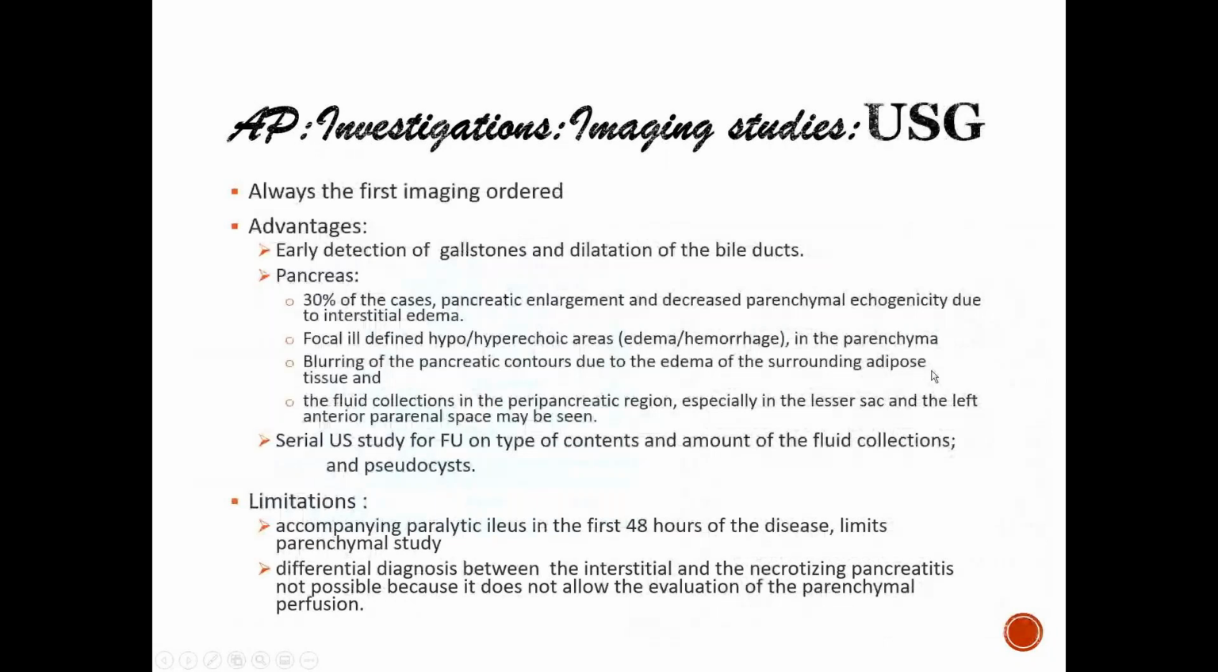Now, coming to ultrasound, I just told you, always the first imaging, for early detection of gallstones and dilatation of bile ducts. Pancreas, does it tell you anything about the pancreas? It may. 30% of the patients may show a pancreatic enlargement, decreased parenchymal echogenicity due to interstitial edema. Ultrasound can show focal ill-defined hyperechoic areas, which suggest edema or hemorrhage in the parenchyma. It can show blurring of pancreatic contours, which basically means there is pancreatic edema and the surrounding adipose tissue has been affected. The fluid collection in the peripancreatic region can be very clearly shown on ultrasound. So an ultrasound, as far as the pancreas is concerned, will show you two very important things in almost all patients: pancreatic enlargement and fluid collection, if present. The rest of the things are plus minus.